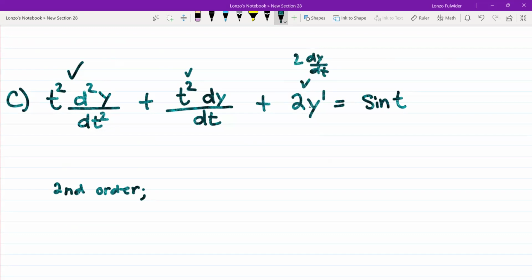What about this one? Yes, it's fine, because if it had a y, this would make it nonlinear. So this is fine. So you could say this is linear.